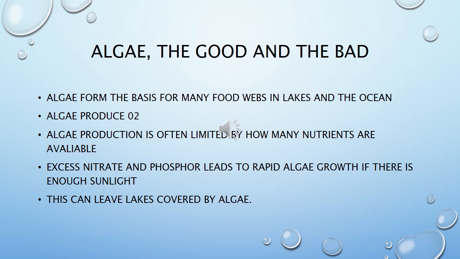So when we have excess nutrients, mainly nitrate and phosphorus, it leads to rapid algae growth if the climate is warm enough and we have enough sunlight. That is in Denmark often during summer. This can leave the lake or the fjord or the marine area covered by green algae. And this looks kind of weird, and it's not very good for the ecosystem.